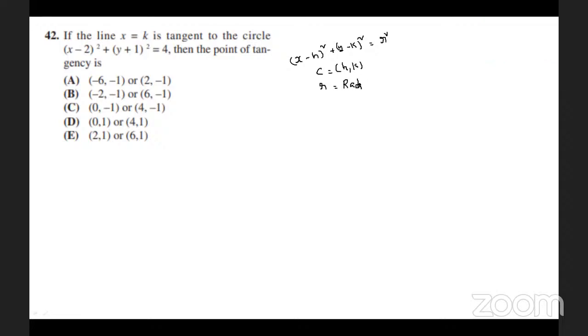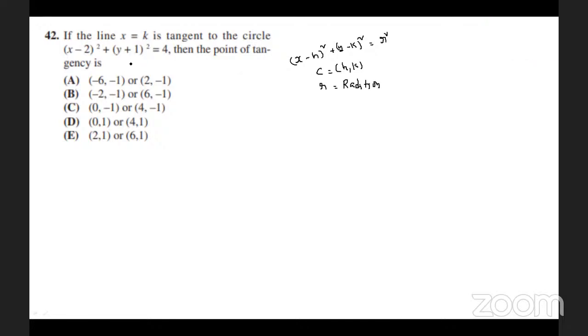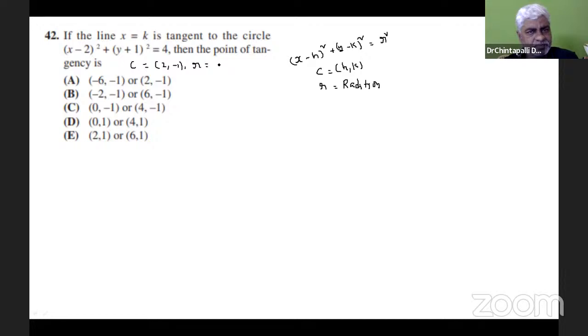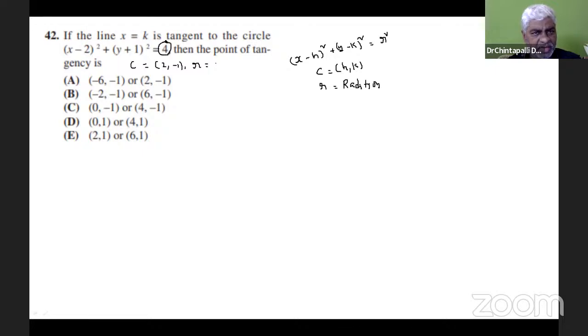Tell what is center and what is its radius? Center is 2 comma negative 1. Very good. Radius r is equal to root of 4 plus 1, root 5. No, it is r square. 4. No, not 4. 2, sir. Okay, never mind. Yeah, radius is equal to 2, right? Got it. Now, see.